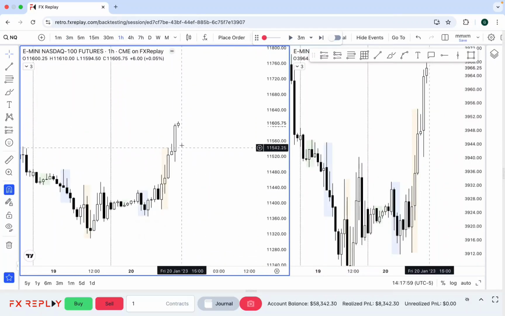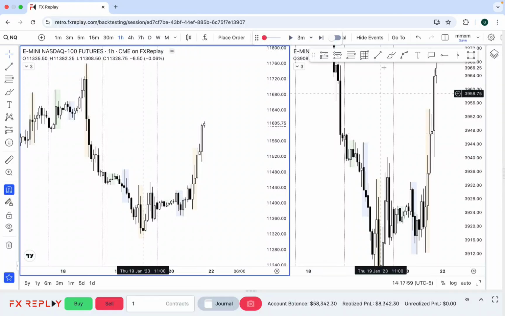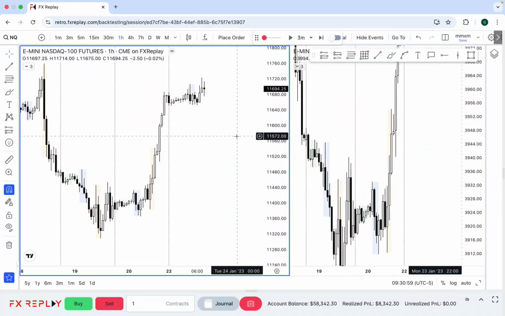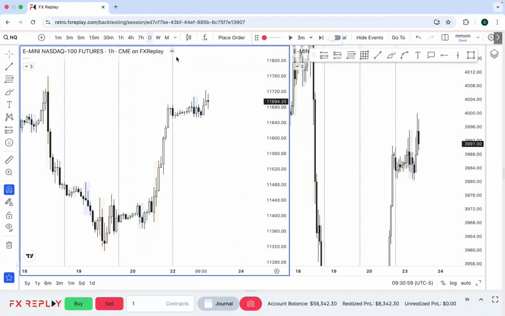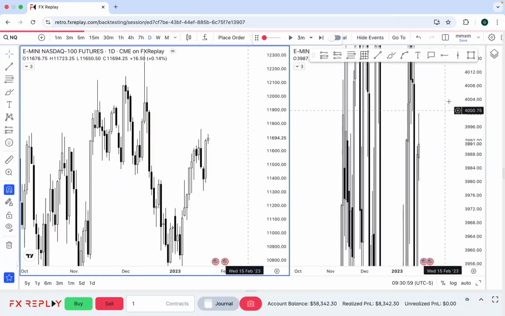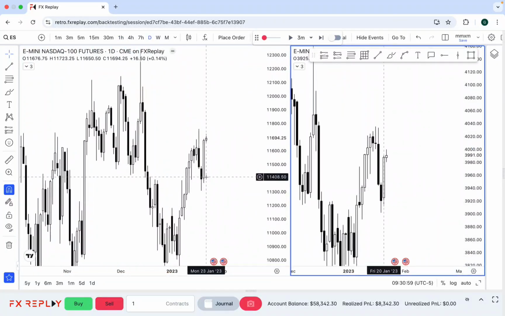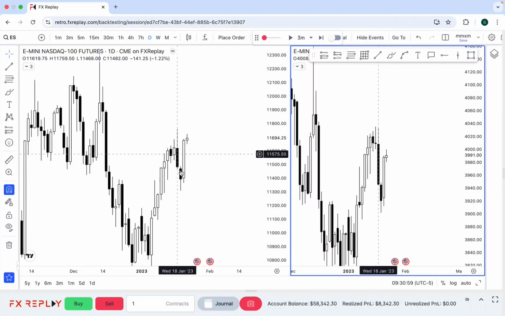Still a winning position, but that's kind of crazy. That's okay. So we get here, boys. With this close, very nice close. We make an opposing candle here, so this is going to be our draw, this high up here.